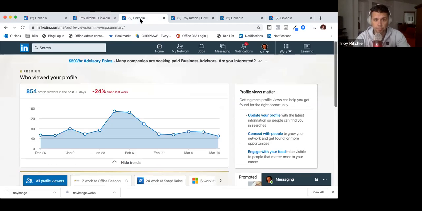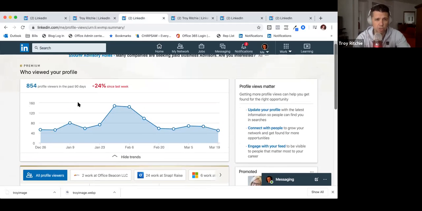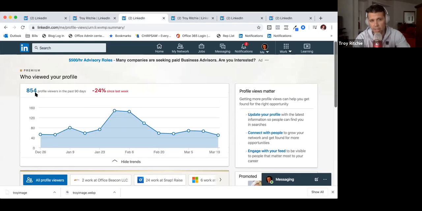Now, here is who's viewed your profile. Look, if you're trying to get to 1,000 profile views, if you're trying to get to 10,000 profile views, if you know of someone else that got to 10,000 profile views, so what? Honestly, stop worrying about the numbers.